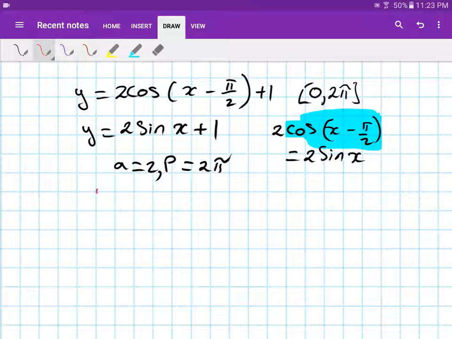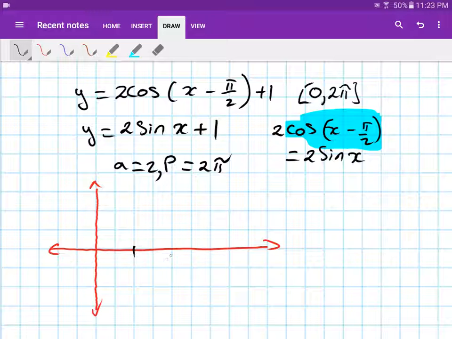Let's graph it. We draw this line first, and then we draw this horizontal axis. Now one period is 2 pi, so you cut it into 4 pieces, 1, 2, 3, 4. This is 2 pi, halfway between is pi, so pi over 2. Now for 2 sine x, the amplitude is 2 and minus 2 here. So it starts from here, here, and here for the sine.